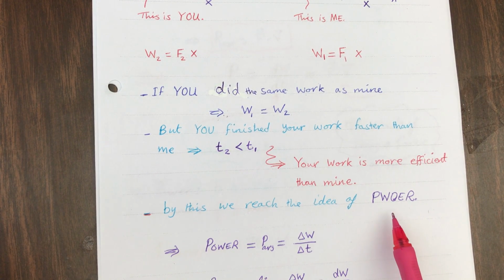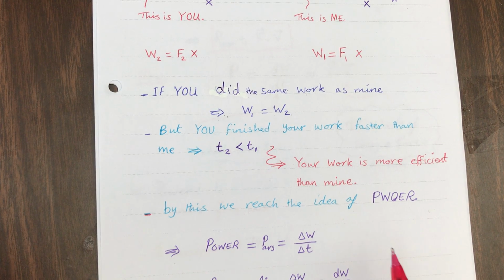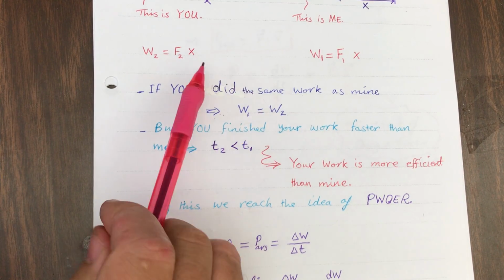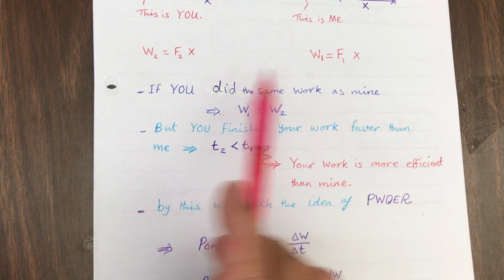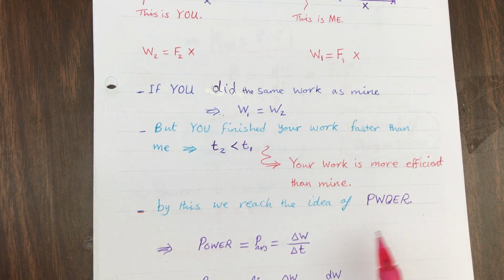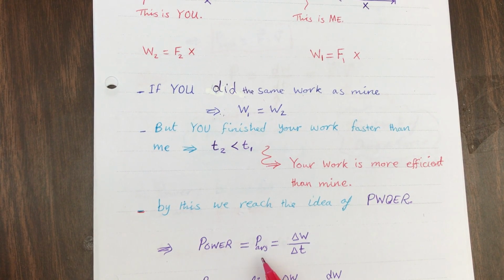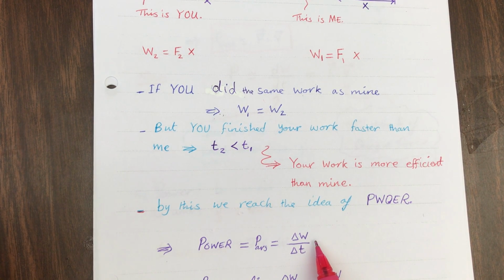In this case, your power is more than my power, because you did the same work but faster than me, or in time less than my time. So for power, we have two kinds as we saw before. The average power is the rate of work with respect to time, delta W over delta T.